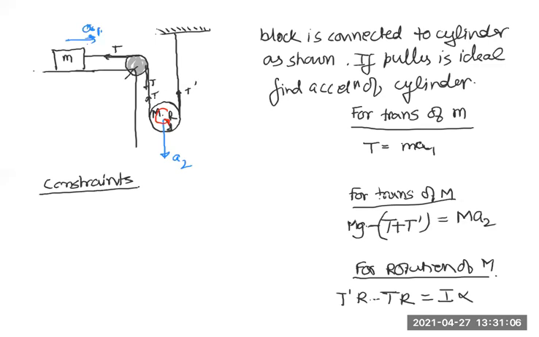Okay, now look at the unknowns. How many unknowns are there? A1, A2, T, T dash, and alpha. There are 5 unknowns, but we only have 3 equations. That is why I've written constraints. There will be 2 constraints here. And it's very easy. The final answer is going to be very easy.